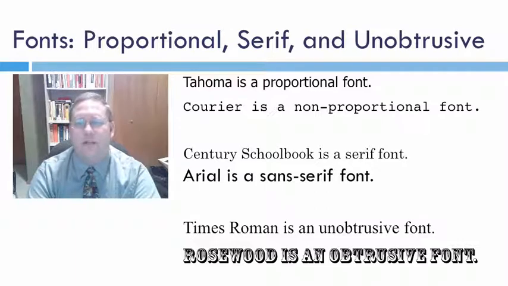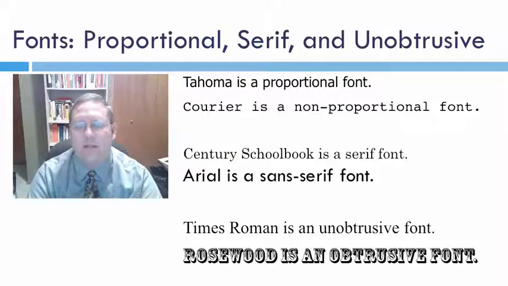A proportional font is one where small letters, narrow letters, take up less space than broad or large letters. M is the largest letter. It takes up the most amount of space on the line, whereas I is usually the thinnest letter. It takes up the least amount of space.